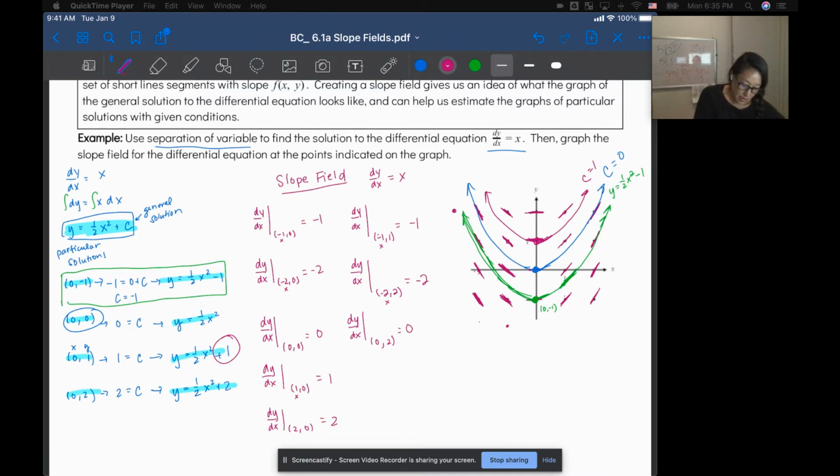And then our last curve that goes through 0, 2, I don't have any sketches to go through here, but this is when the C value is equal to 2. All right, so a slope field just helps us sketch in what we think the solution to the differential equation is going to be. This is particularly used when we cannot solve our differential equation using calculus. Okay, let's do another one.